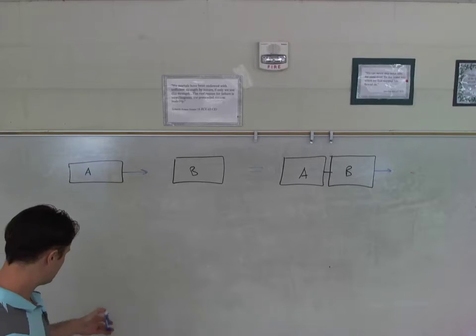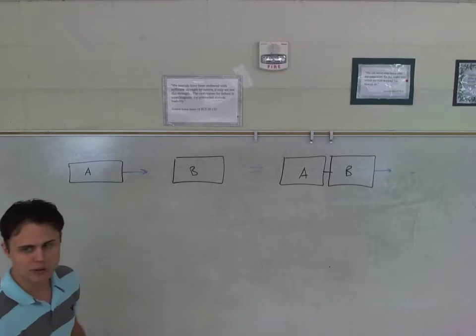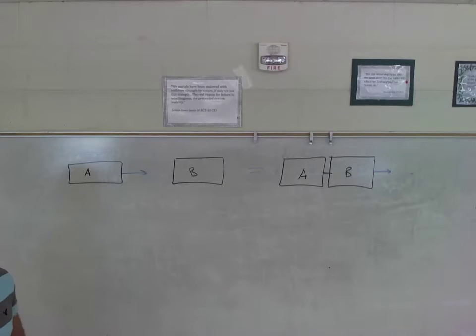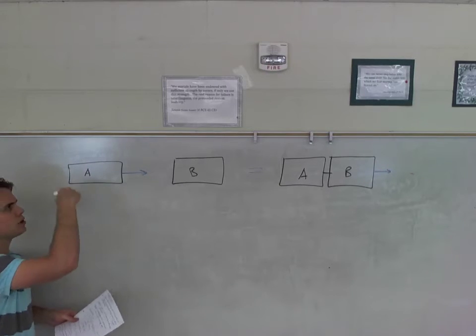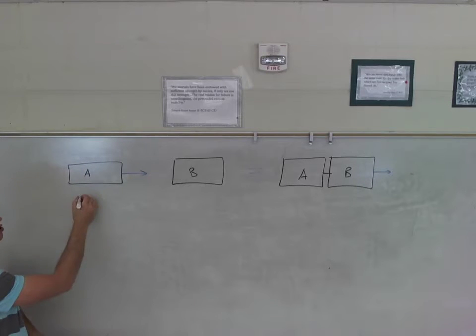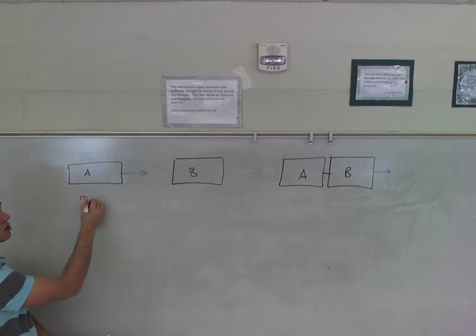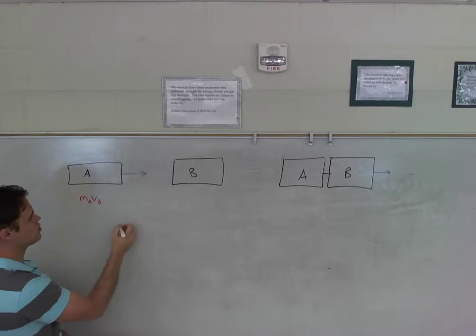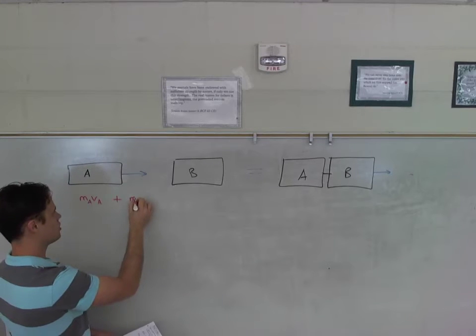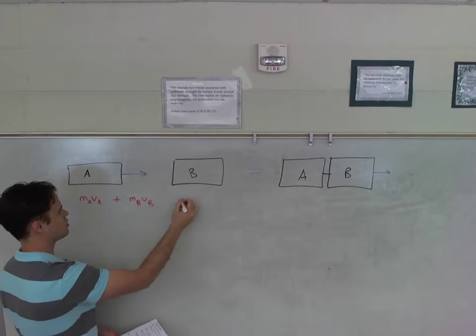Alright, so we're going to use conservation of linear momentum to do this problem. Did they give us some masses? I think they did. Let's just keep it in symbols for now. What's the momentum of car A? It would be its mass times its velocity. So that plus the momentum of B, which would be its mass times its velocity.